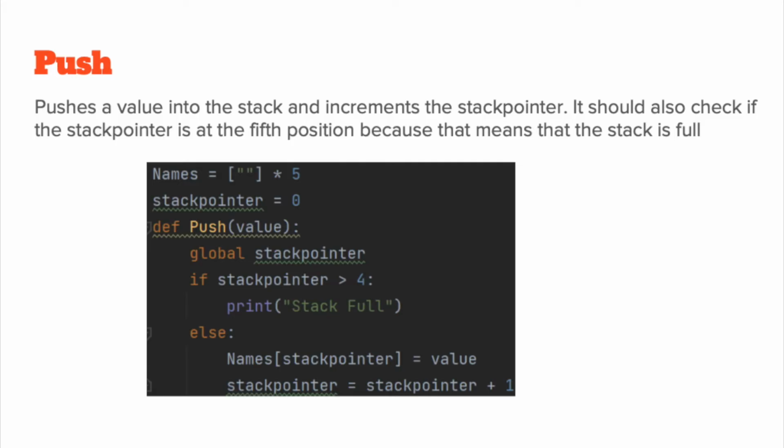Now, if the stack pointer is greater than 4, which means it's 5, then we print stack is full. Else, we just add the value to the index location identified by the stack pointer. So names bracket stack pointer is the value, and then we increment the stack pointer by 1. That's all there is to a push function.